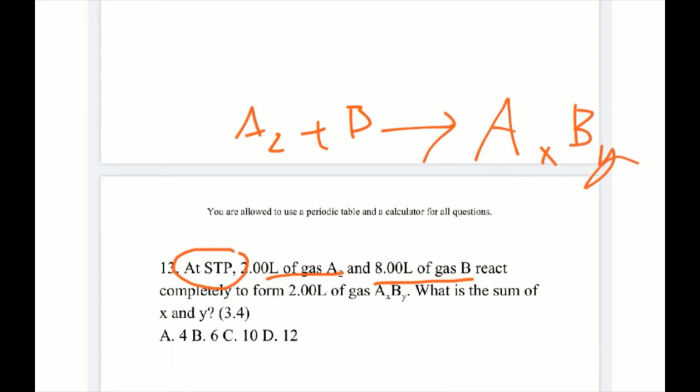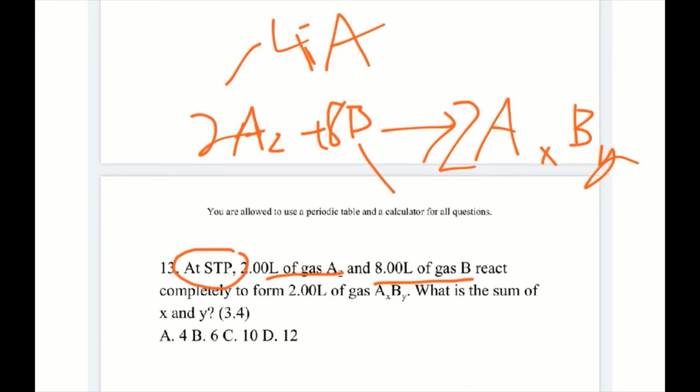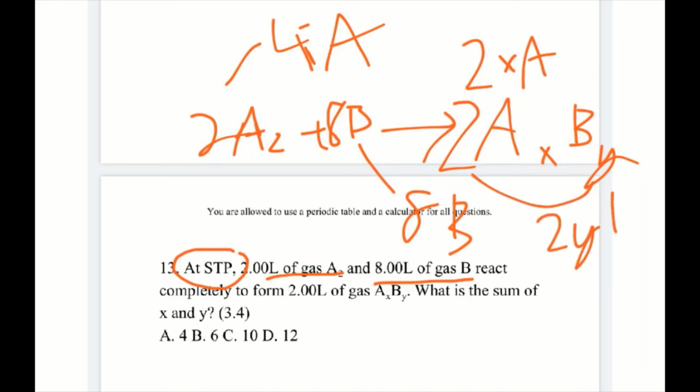And it says 2 liters of gas A2, so we can write 2 there, and 8 liters of gas B react completely to form 2 liters of AXBY. After writing this, you can read this reaction in terms of moles now. So let's read this in terms of moles. 2 moles of A2, or 4, I guess, atoms of A, and 8 atoms of B react to form 2 times X atoms of A and 2 times Y atoms of B.